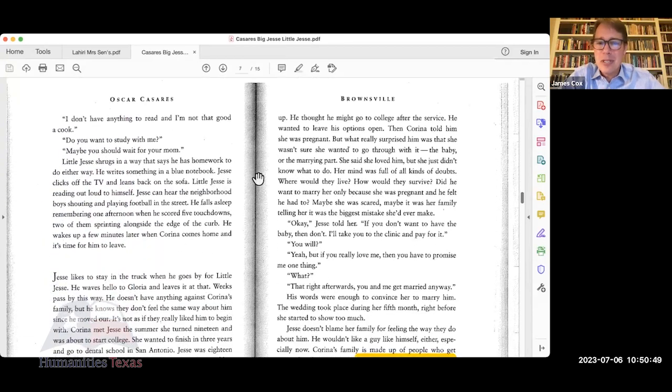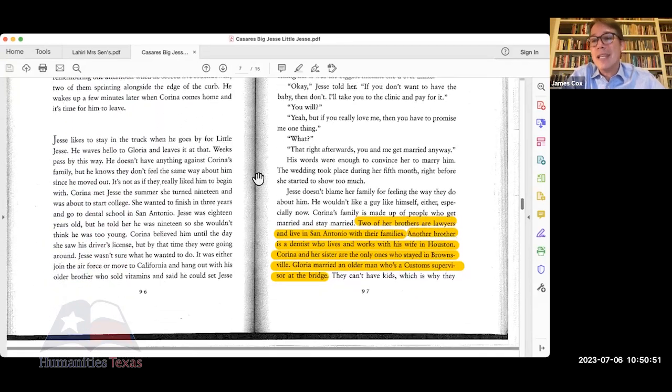So look, I haven't highlighted anything yet, right? I'm like, well, this story's about Brownsville, right? Oh, right, here we go. So finally, halfway through the story, we learn a little bit about Corina's family, which is, as our narrator, as Oscar puts it, made up of people who get married and stay married. This, of course, is the central conflict of Big Jesse, Little Jesse, that Jesse and Corina are divorced.